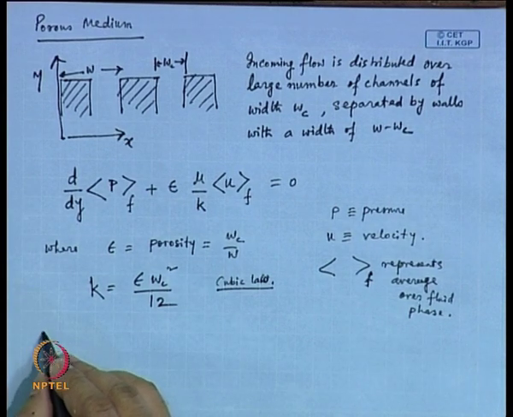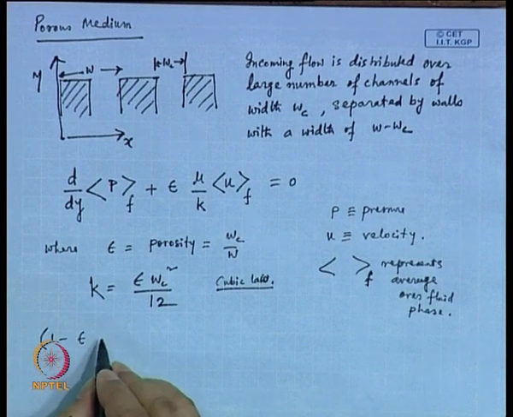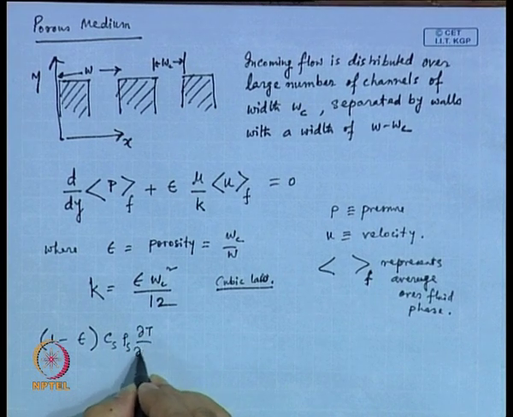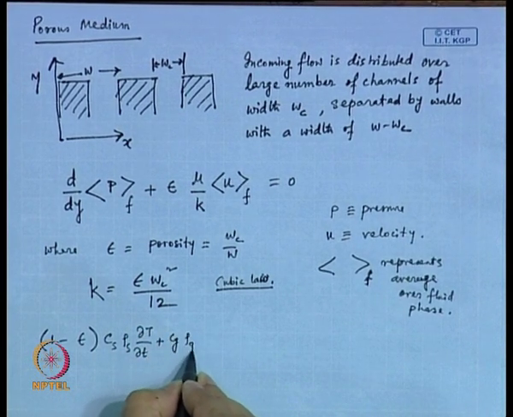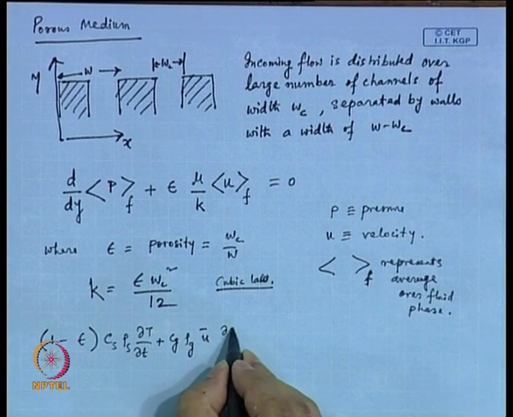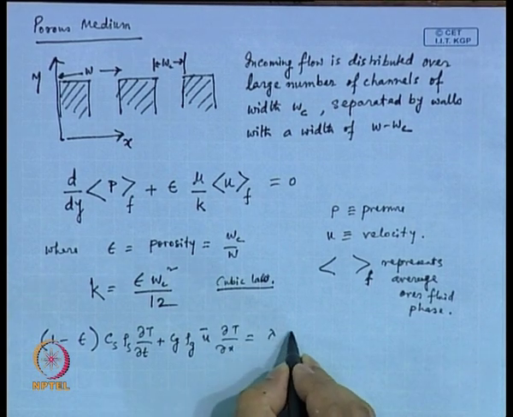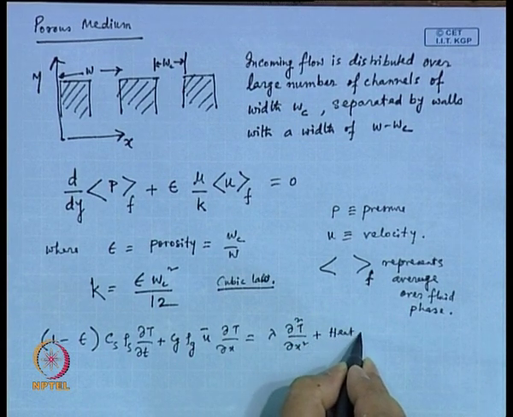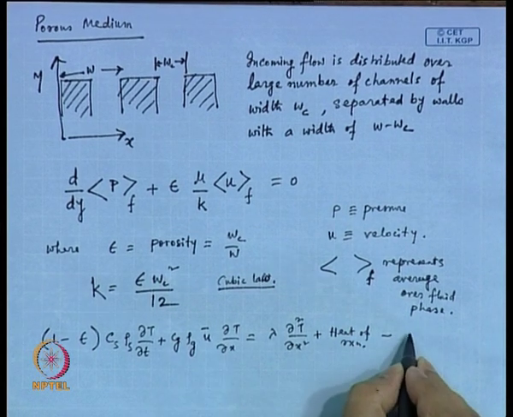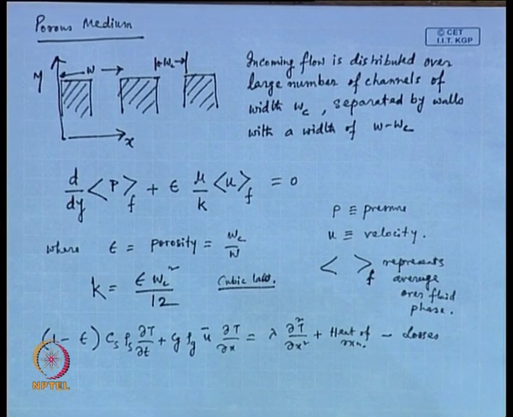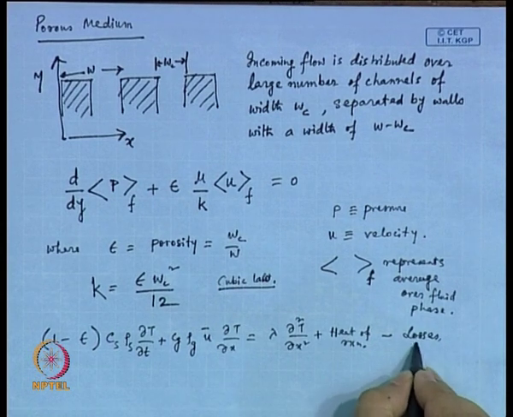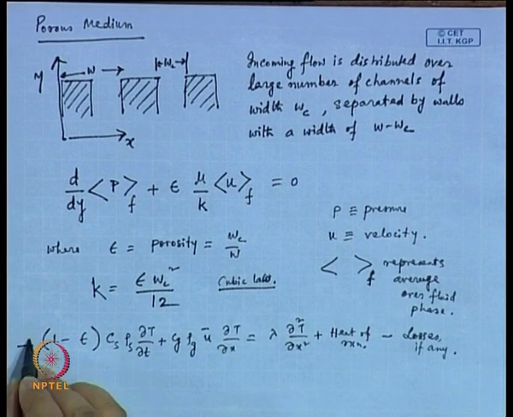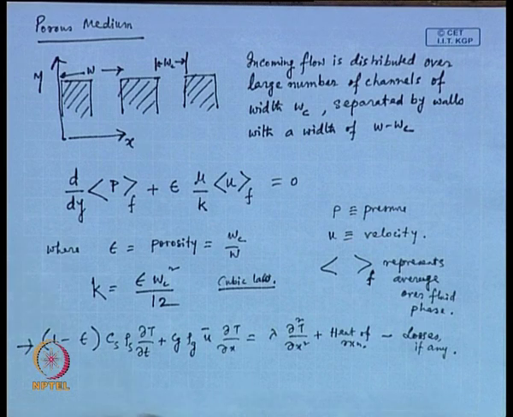Now, let me write the full form of what we are doing here. The other issue here is the heat transfer, which is written as (1 minus epsilon) Cs rho s dT/dt plus Cg rho g u bar dT/dx, equal to lambda d squared T/dx squared plus heat of reaction minus losses if any. This is how the heat balance equation is considered.